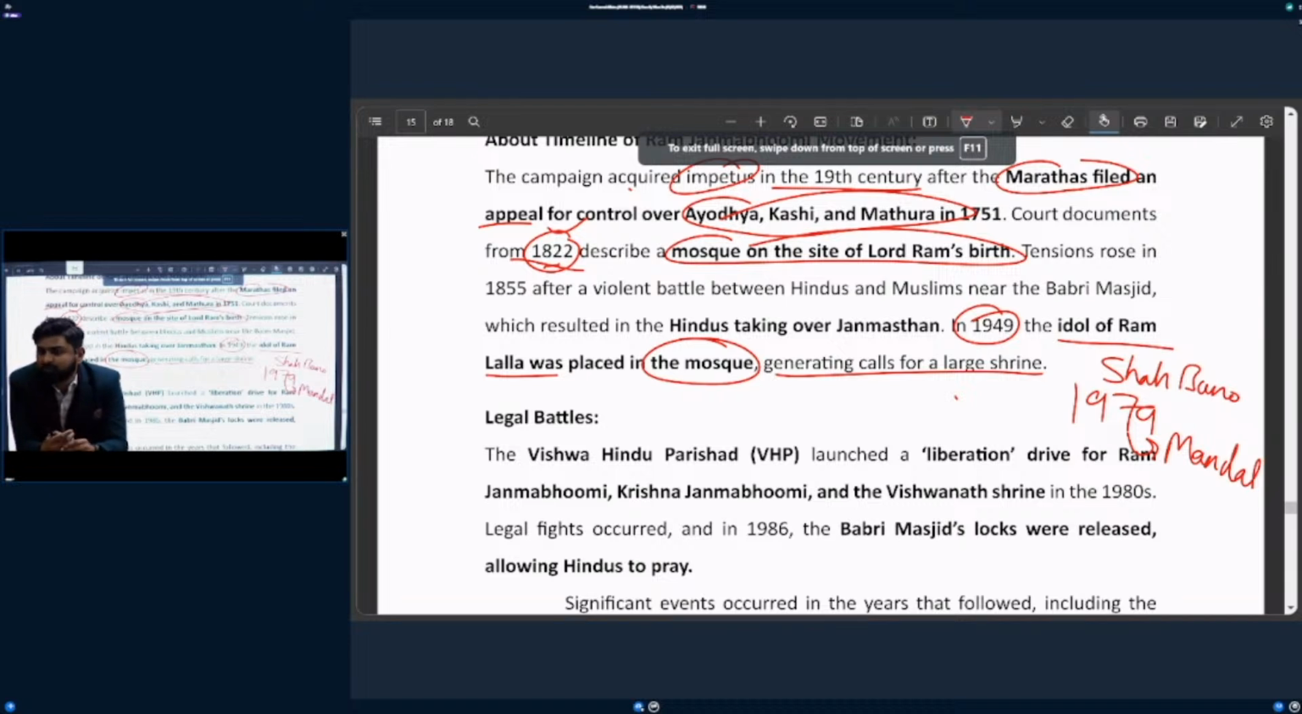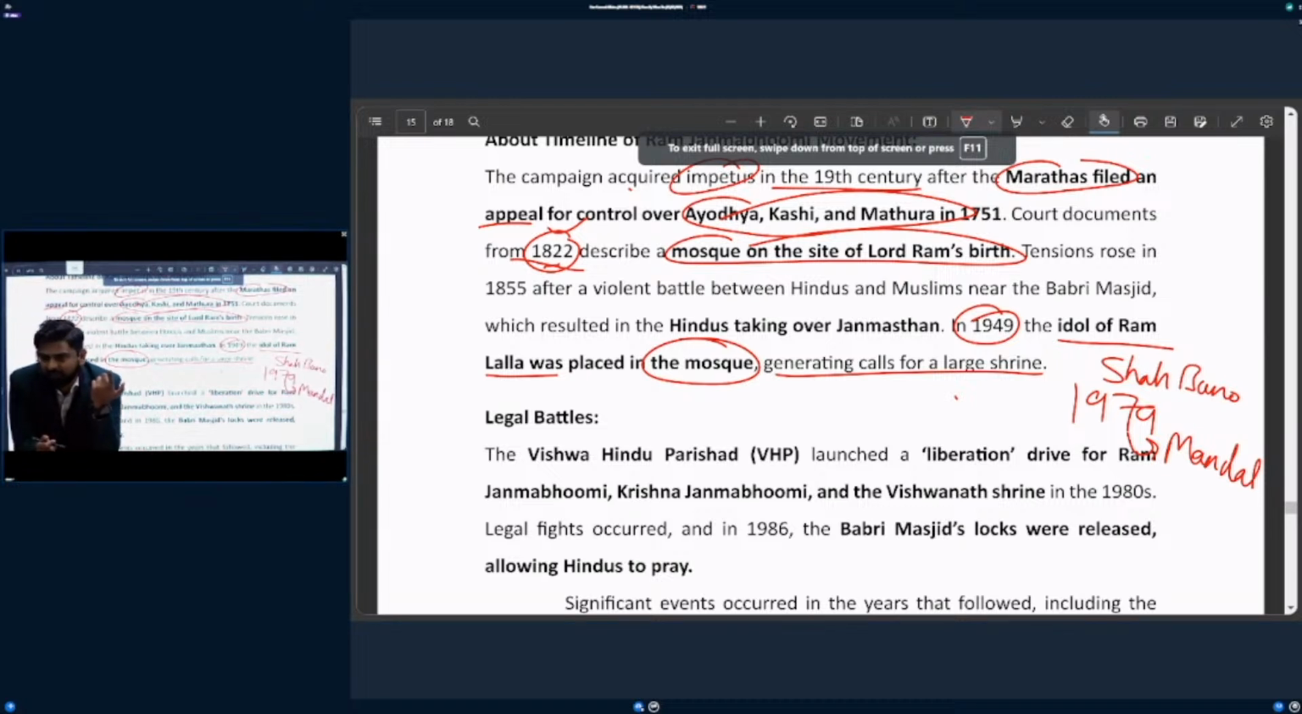BJP plays the politics of religion. They aim to unify Hindus into a vote bank. जबकि Congress plays politics of casteism. They try to divide Hindus into caste and unify minorities as a vote bank. तो मंडल कमीशन में ओबीसी रिजर्वेशन आ गया. Sort of division of Hinduism into caste.